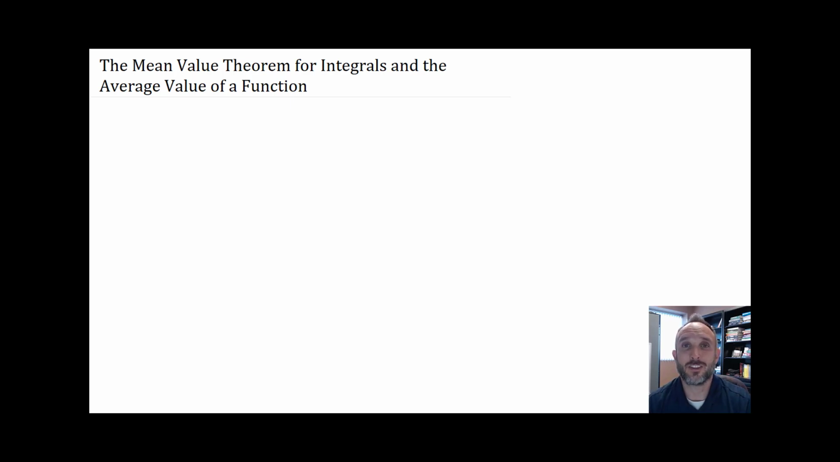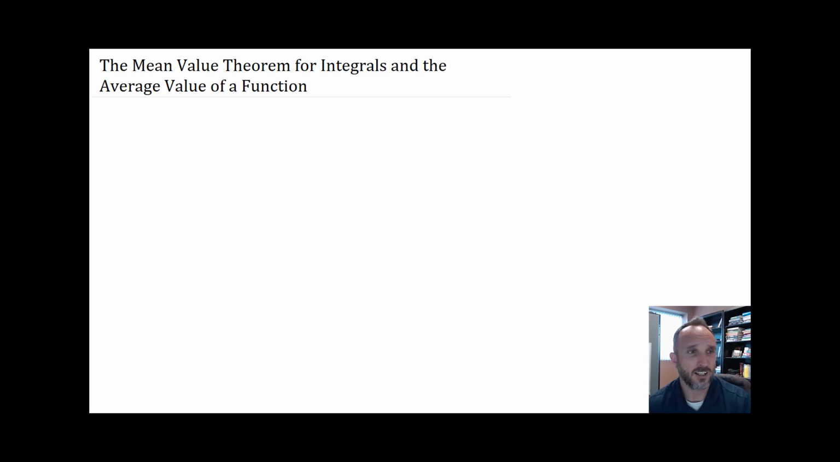Okay, let's take a look at the mean value theorem for integrals and the average value of a function. So let's write out the mean value theorem for integrals. And I want to point out there's a mean value theorem for derivatives as well, which has something to do with the slope of the tangent line over a closed interval. So you might want to go back and take a look at that and compare it to the mean value theorem for integrals that we're going to look at here.